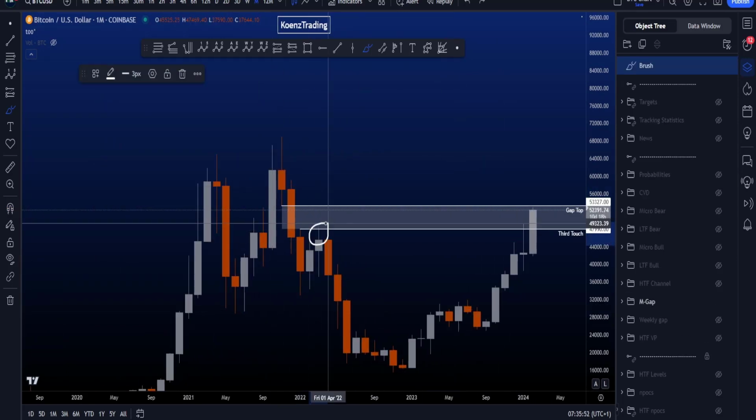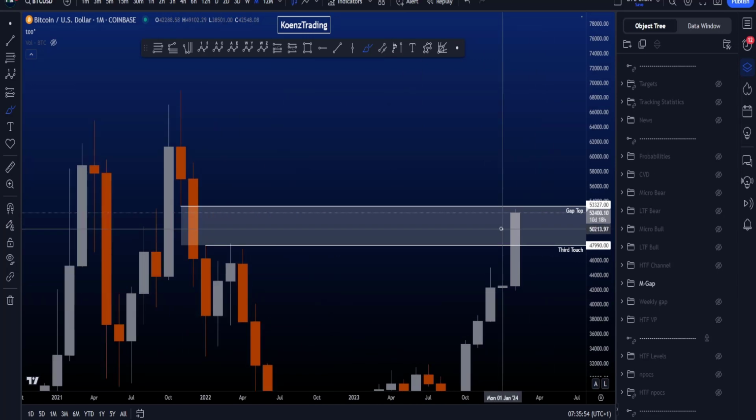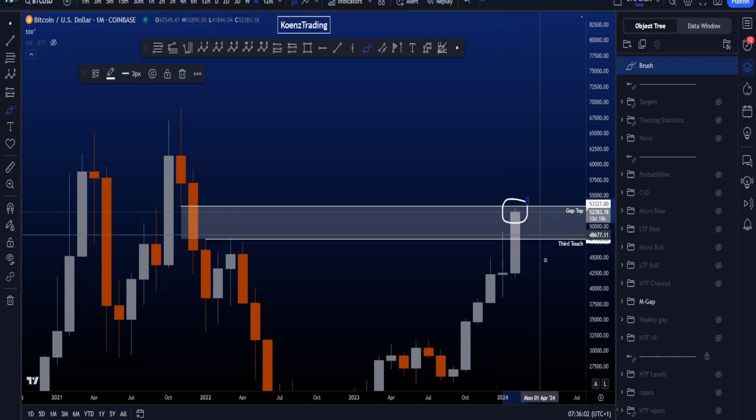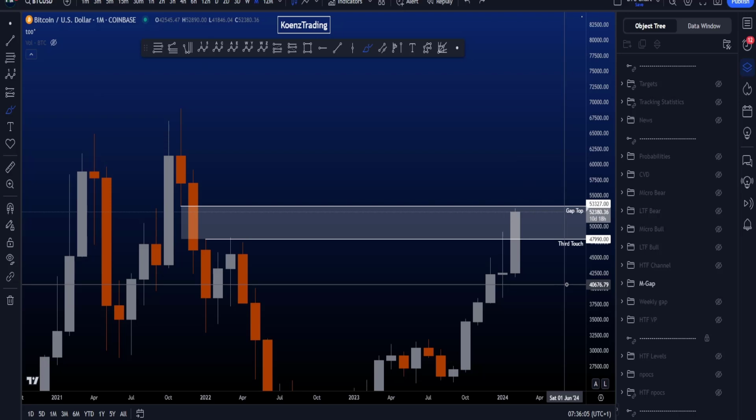On the monthly time frame, we also had a gap over here. As you can see, it has been tested once, a big rejection, tested twice, little rejection, and now we are inside this monthly gap. Touching it for the third time increased the probabilities to also fill this gap with the same target as the weekly gap at 53.3k.